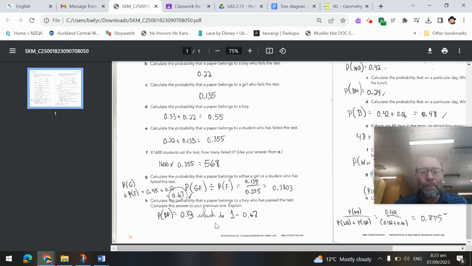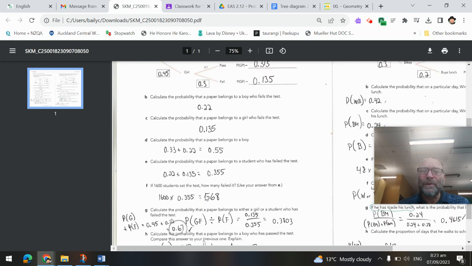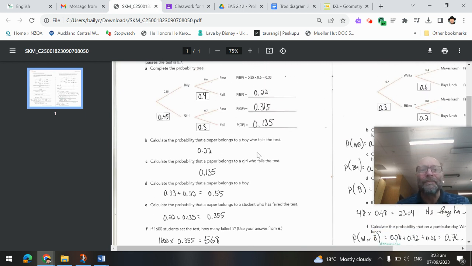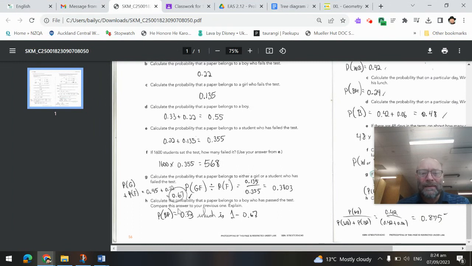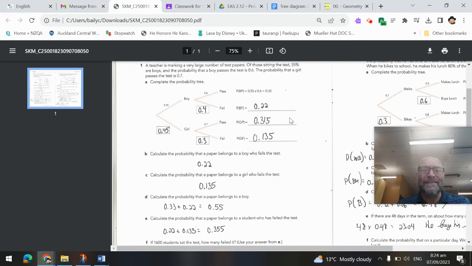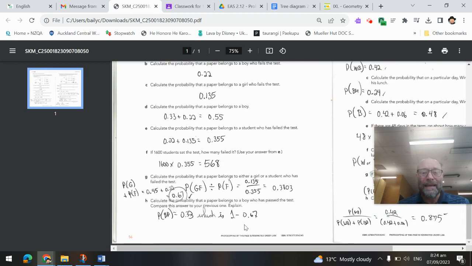Lastly, calculate the probability that a paper belongs to a boy who passed the test. Well, as we noticed in the last patai, we asked the probability of a girl or somebody who failed. Those were these 3. In this patai, it's asking you to calculate the probability that a paper belonged to a boy who passed the test. Well, that's only one left. So what we notice is that these plus that 1, they add up to 1, okay? And that was what we were looking for.